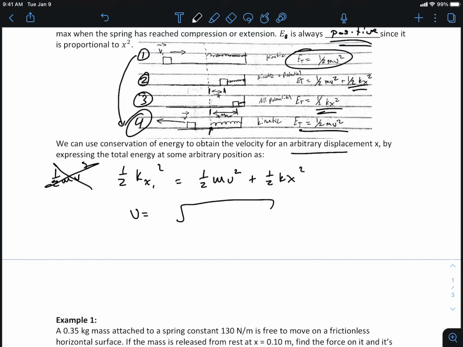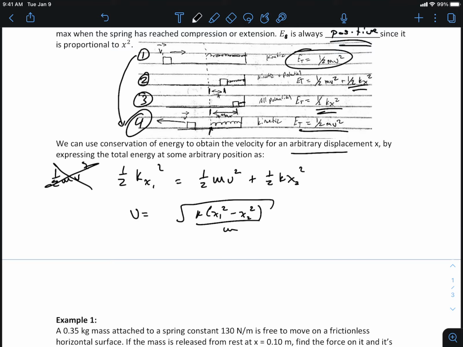the square root of... sorry, I missed a little x squared there. Okay, the velocity can equal the square root of the spring constant multiplied by the difference between the two displacements, all divided by the mass. Okay, and the problem, or not the problem, but the issue, there's one thing missing from here.